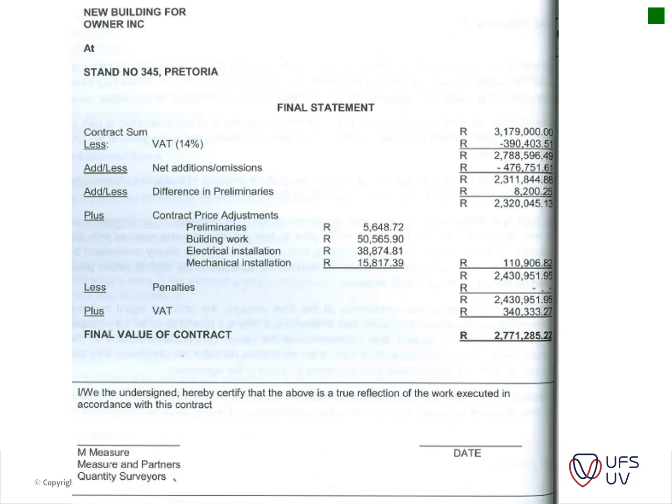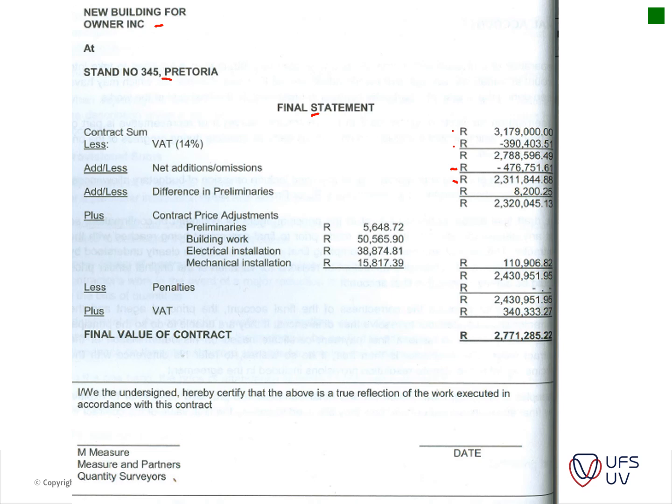Okay, so in your final account, your final statement, this is something that's included in your final account. So you can see this was the project, a new building for owner incorporated at stand so and so in Pretoria. So the contractor was appointed for this amount. The VAT is always subtracted first and then added later on. Then you've got your additions and omissions. So net additions and omissions. So it seems like there were some omissions and savings on the project.